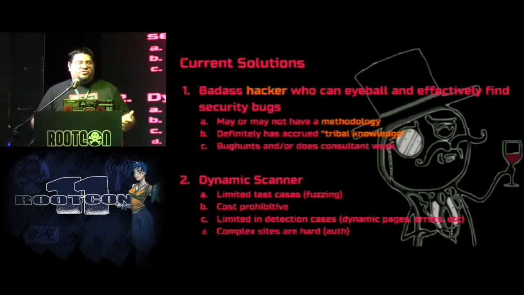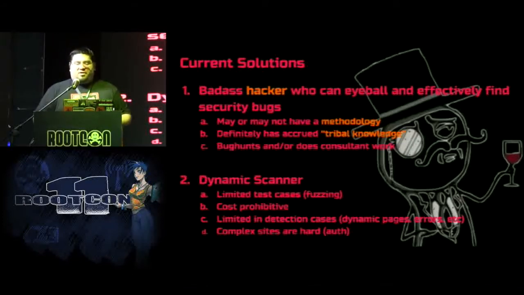The current solutions are a consultant or a badass hacker who can eyeball a site, just look at it and say, yeah, it's probably vulnerable here. But if I'm a new person doing this, or even if I'm a seasoned person and a site is large, I can't do this effectively. This is not repeatable, not scalable. They may or may not have a methodology, they may or may not have accrued this tribal knowledge, and they may or may not do consultant work, right? One of the current solutions is also a dynamic scanner. A lot of you might use a WeaponsSpec or an Acunetics or some other scanning tool.